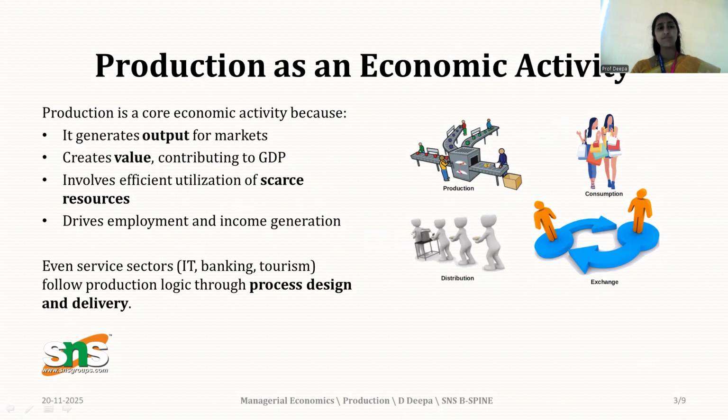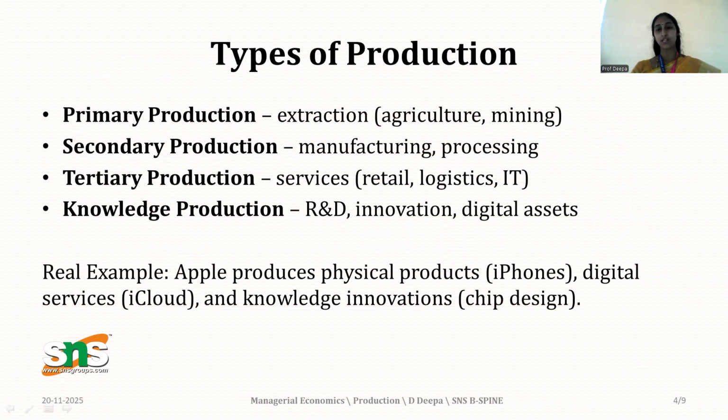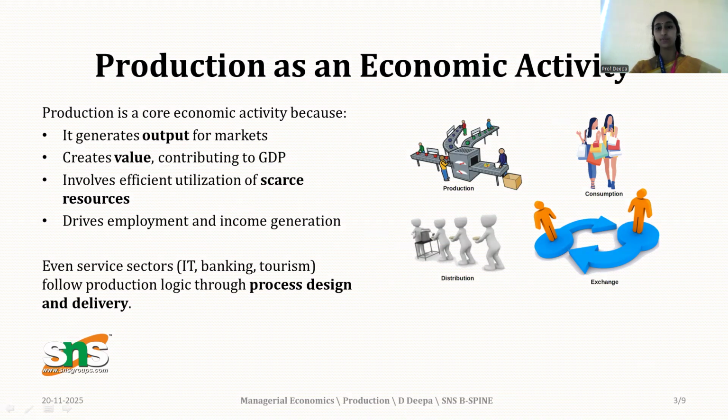Next, it drives employment. Only if production happens, definitely employment occurs. And if employment occurs, definitely income generation will circulate inside the nation. Service sectors also, IT or banking or tourism, whatever we take, everywhere it happens as an economic activity. You can see here in the diagram: production, distribution, exchange, consumption, all these are different economic activities, right?